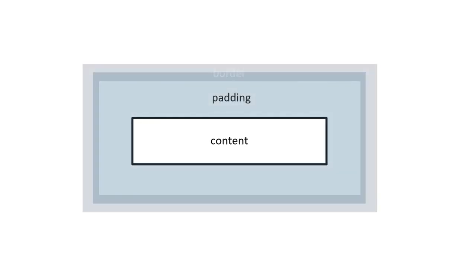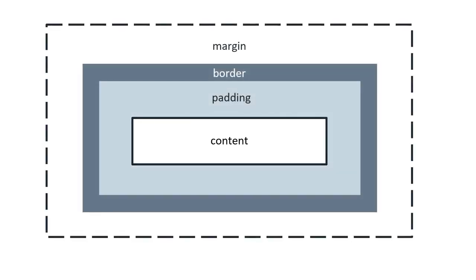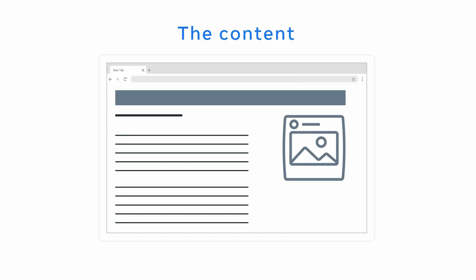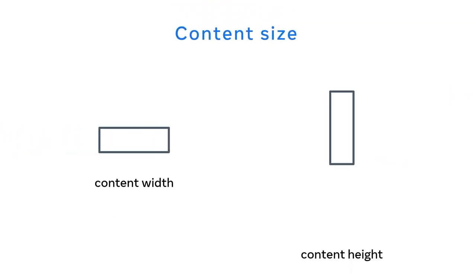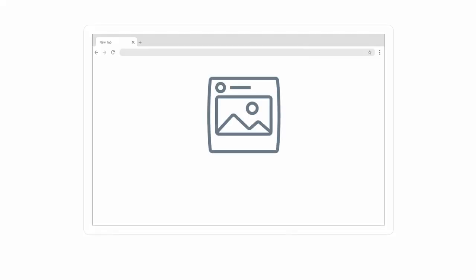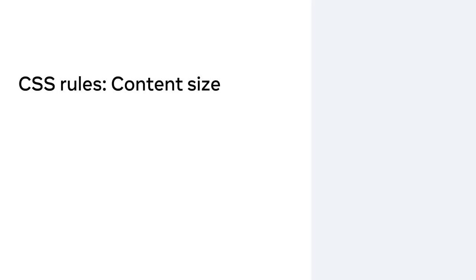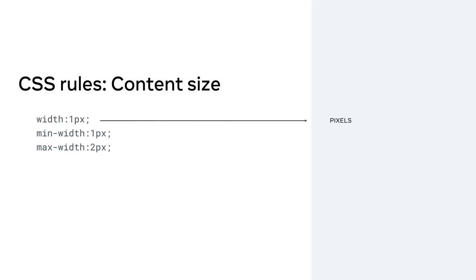Every box consists of 4 parts: the content, the padding, the border, and finally, the margin. The content is the actual content of the element, like the text or the image. Its size is known as the content width and content height. Browsers are clever, and by default, they will calculate the width and height based on the content itself. Fortunately, developers can control the size to manipulate the layout. You can do this by applying CSS rules to the content, such as width, minimum width, maximum width, height, minimum height, and maximum height.